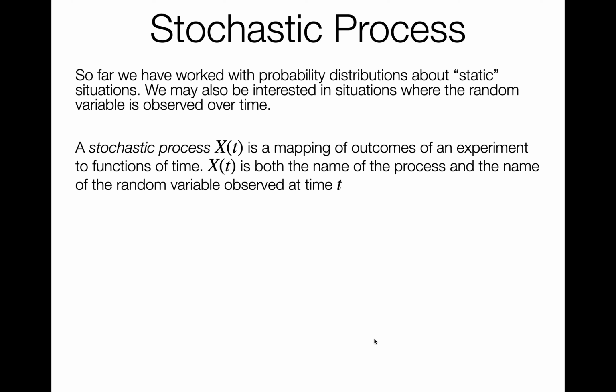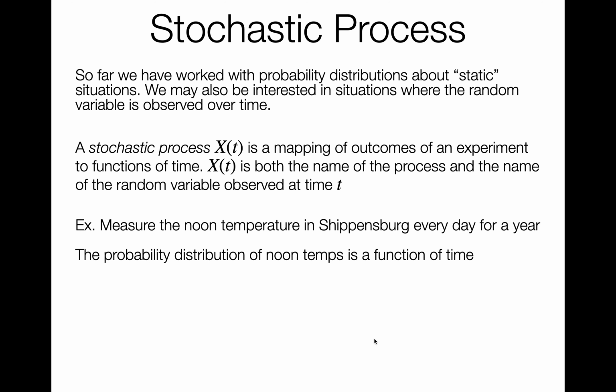Now, X sub t is both the name of the process and the name of the variable observed at time t. So it serves two purposes. Basically, X sub t, you can think of it as the random variable observed over time. Okay, don't let this formal definition sort of hold you down.